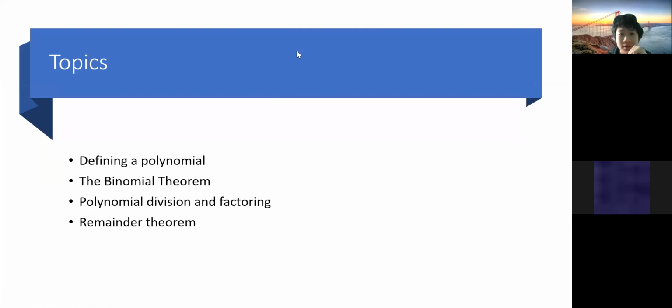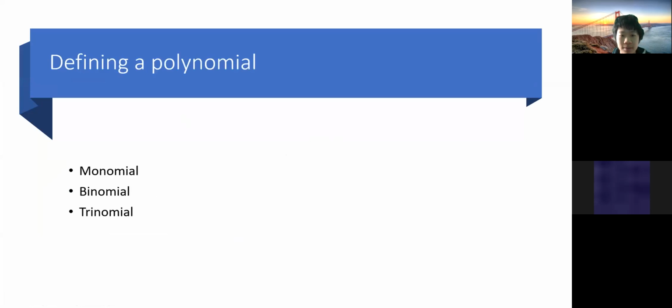Okay. So we're going to first define a polynomial. What is that? We're going to do the binomial theorem, polynomial division and factoring, and then the remainder theorem. Those are the topics for today. Those are all things you would learn in Algebra 2. If you're in Algebra 2 already, these should be more familiar, but next week we will be doing competition math with polynomials, more advanced stuff.